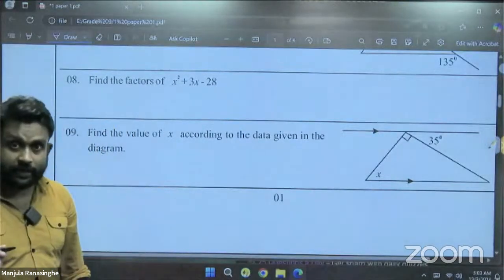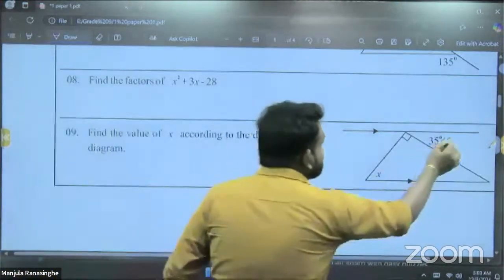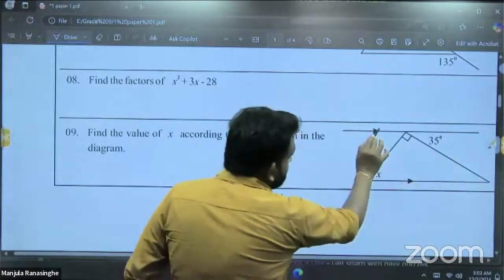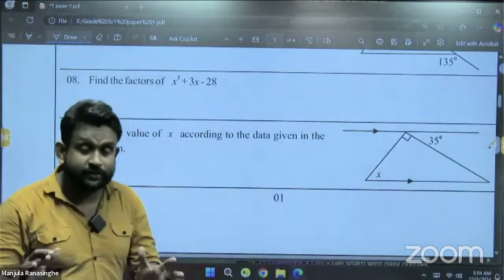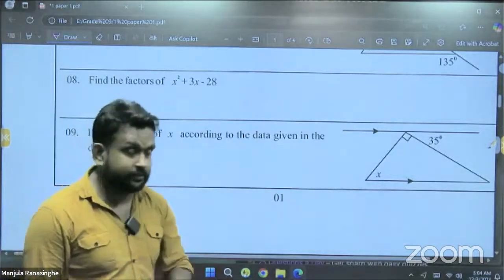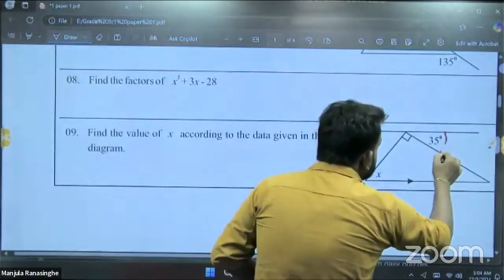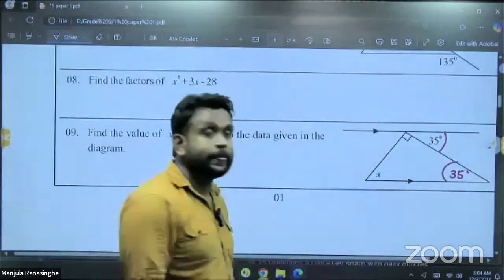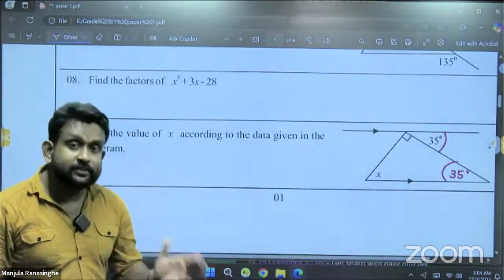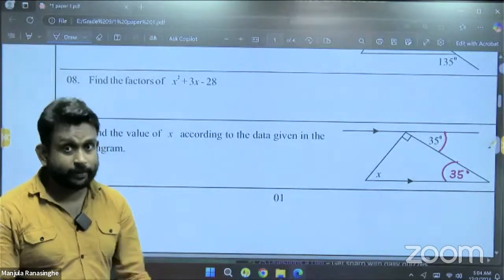When you see the parallel lines, you can see this is a Z-shaped angle. We call them alternate angles. If the lines are parallel, then the alternate angles are the same. So if this is 35, then here also 35. What's the reason? They are alternate angles. They are equal since the lines are parallel.